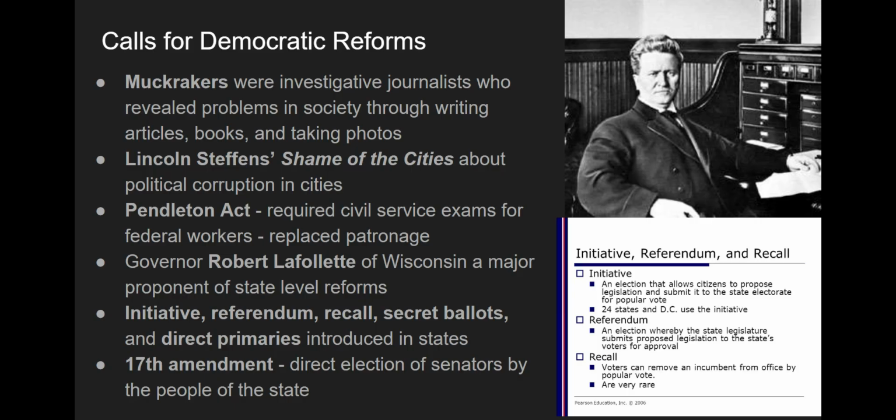Secret ballots are where it's basically a secret who you're voting for. It used to be that political parties printed out their tickets on certain colors, so you knew obviously what party everyone was voting for. So let's make that secret instead. And then direct primaries is where you vote for a political party's candidate directly.